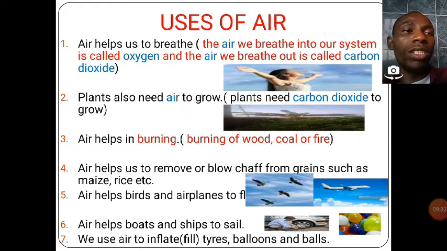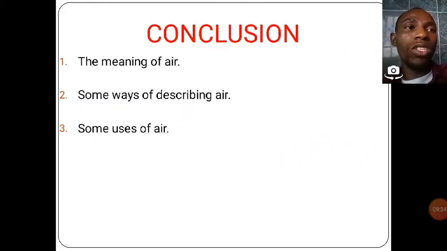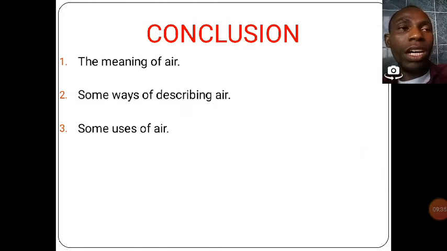Very well. Now we come to the conclusion of our lesson. What have we learned so far? Okay. We learned about the meaning of air. We also learned about some of the ways of describing air. We learned about some uses of air.